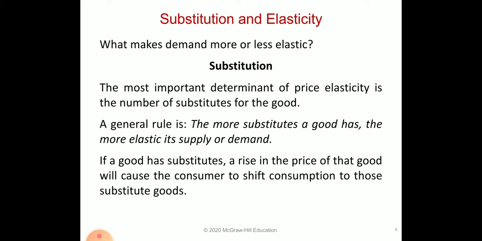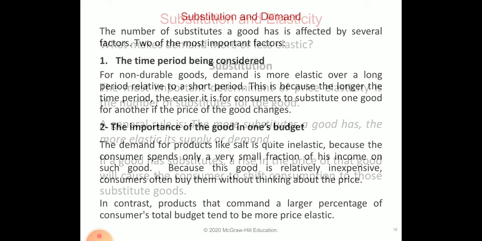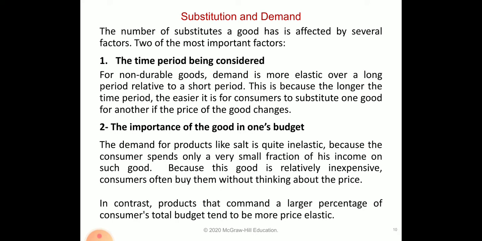If a good has substitutes, a rise in the price of that good will cause the consumer to change consumption to those substitute goods. The number of substitutes a good has is affected by several factors. Two of the most important factors we know: the time period being considered. For non-durable goods, demand is more elastic over a long period relative to the short period. Why? Because the longer the time period, the easier it is for the consumer to substitute one good for another if the price of the good changes.